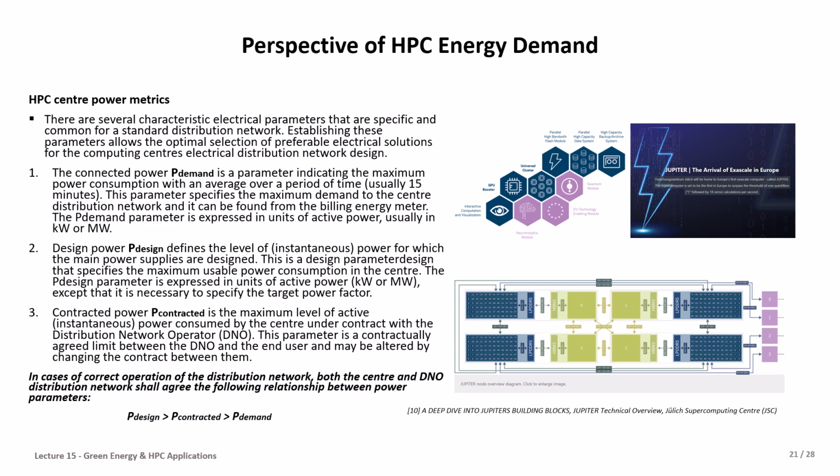Also, there are some metrics helping to have an electrical solution for the electrical distribution network design. Here we point to the connected power, which is a parameter indicating the maximum power consumption averaged over a period of time. Additionally, there is a design power, which defines the level of the instantaneous power for which the mean power supply is designed, and furthermore, the contracted power is the maximum of the active instantaneous power consumed by the center under the contract with the distribution network operator.